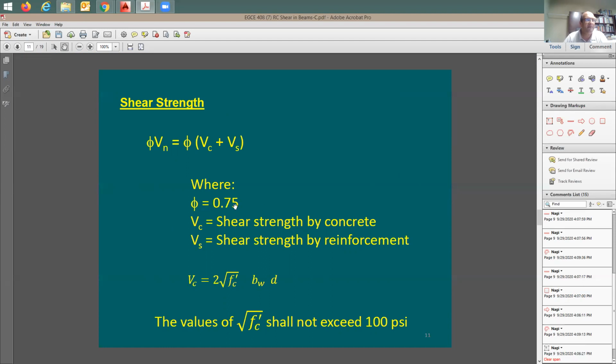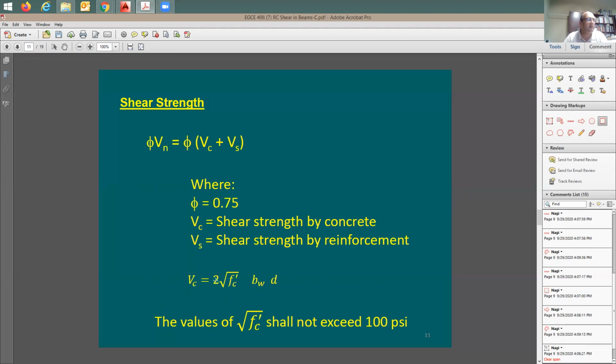The phi factor is going to be 0.75 for the concrete and steel when it comes to shear. We don't have a graph for it. We don't have anything similar to the flexure phi factor, which gets changed based on the amount of strain in the steel. Instead, we're going to have just one value here, 0.75.